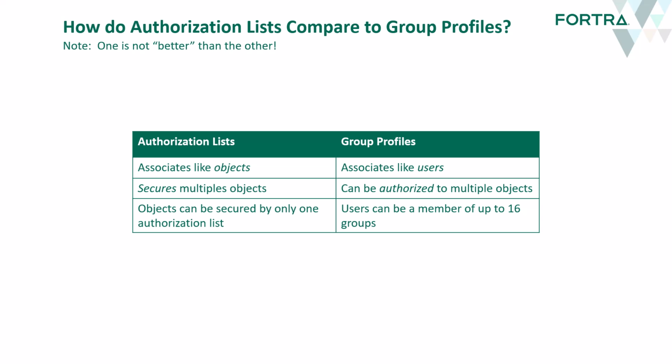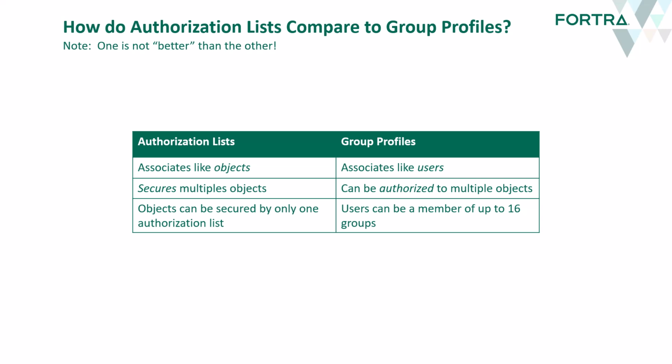So if we compare using authorization lists to control object authority versus group profiles, and I would say you can also use these in a combination together. But authorization lists are going to associate like objects and secure them, where group profiles are associating like profiles.